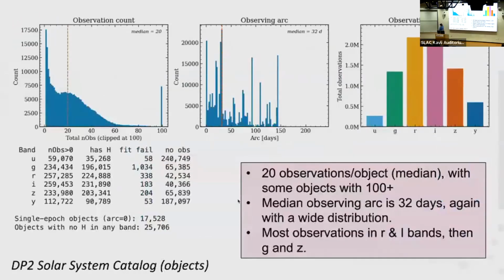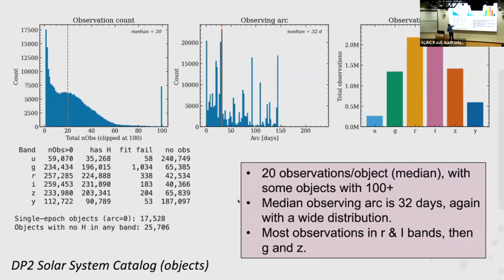A little bit more. Let's see. The median number of observations per object that you're going to find in DP2 is about 20. So that's this plot. This is the distribution of observations. This is how many objects have a certain number of observations, and the median is around 20. But you see that there's a very long tail, and there's a substantial number of objects that have more than 100 observations. These are beautiful if you want to go and study light curves and shapes. So I encourage you to go and look at that.